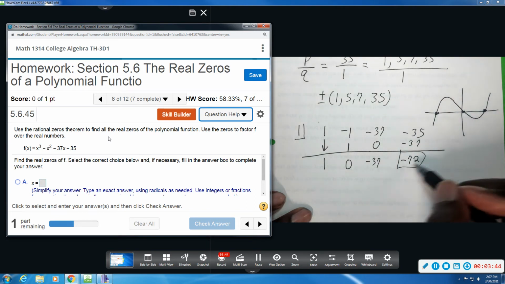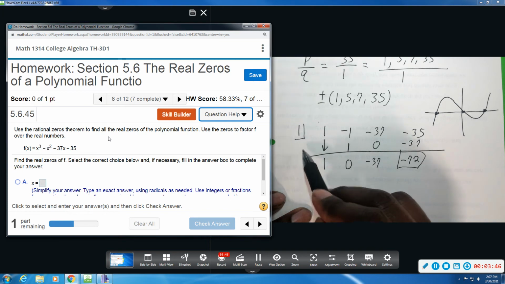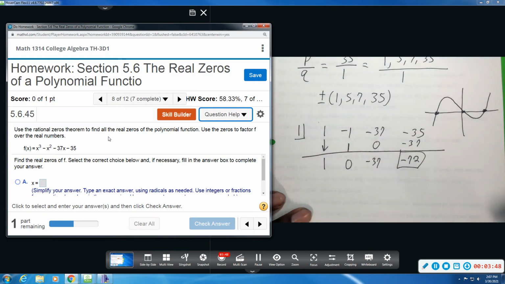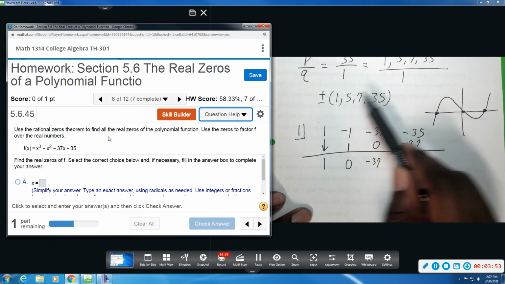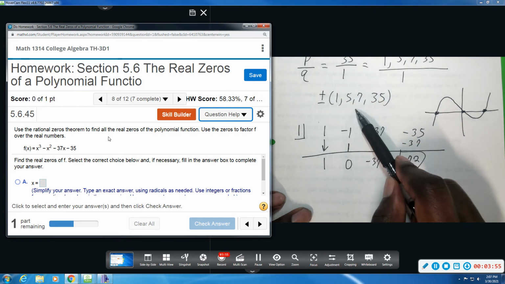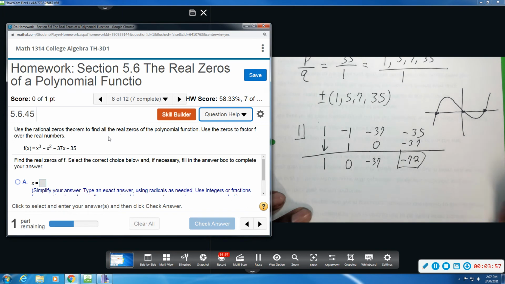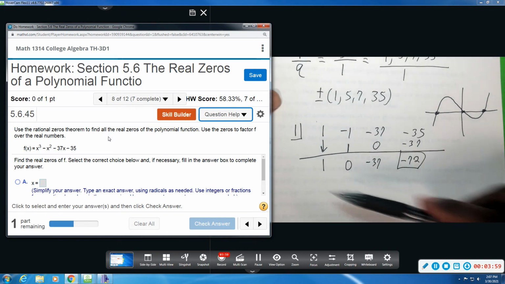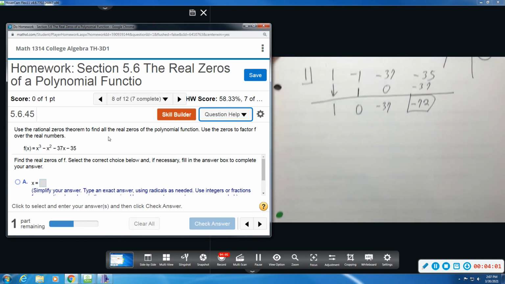Okay, this is not 0. So this 1 is not a factor. I would have to do the same process for negative 1, positive negative 5, positive negative 7, and positive negative 35 if possible. This process could be quite tedious, okay?